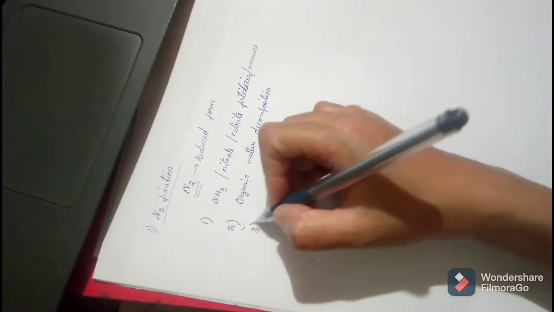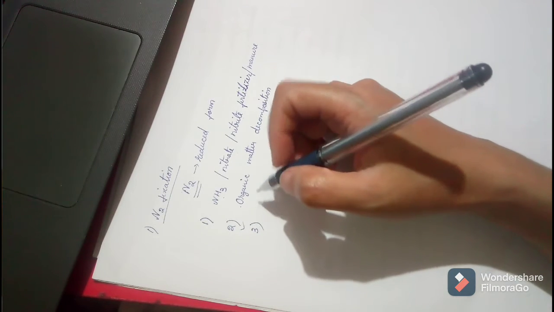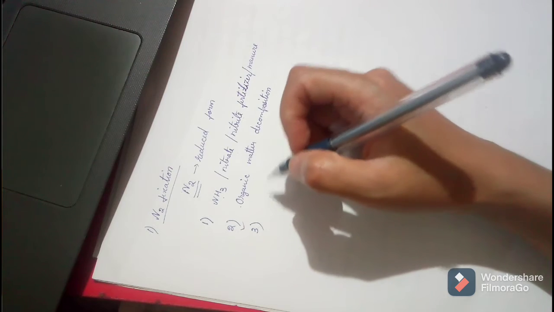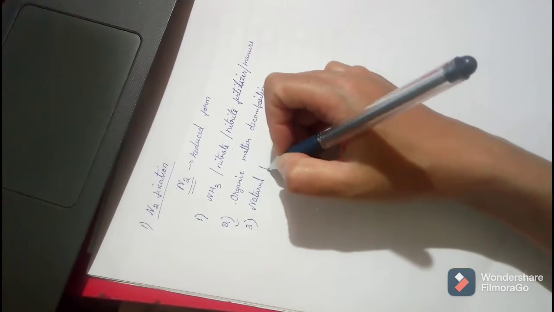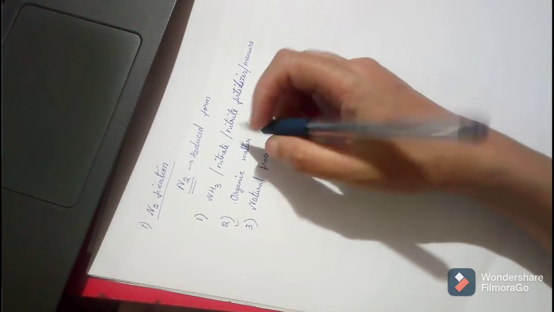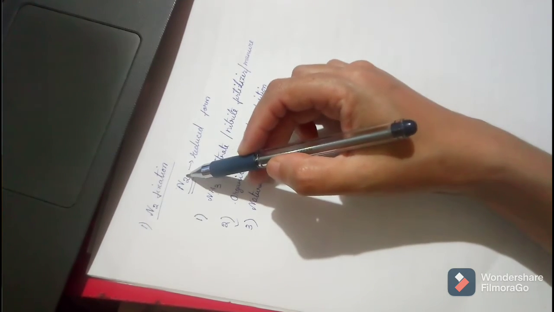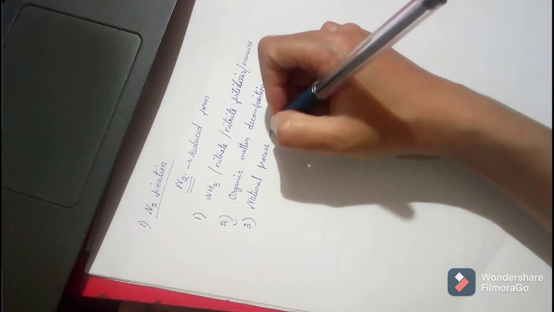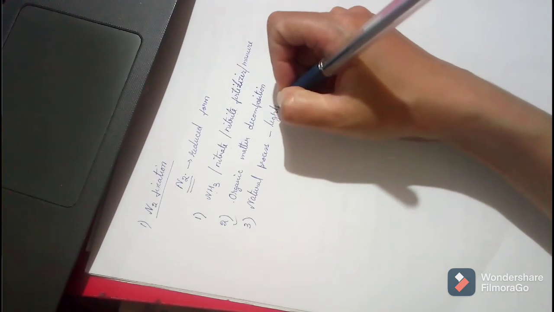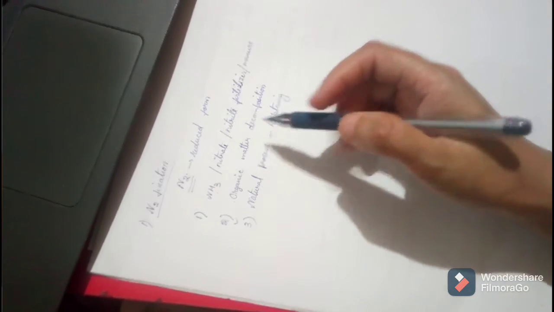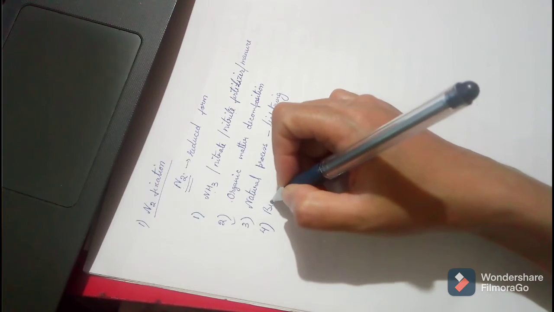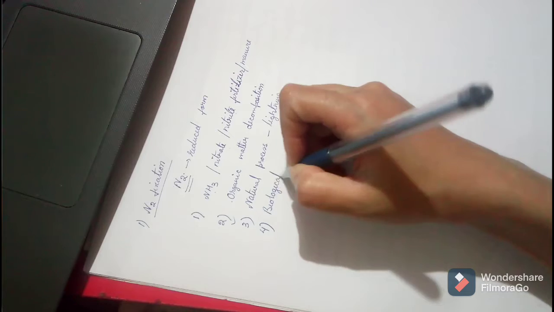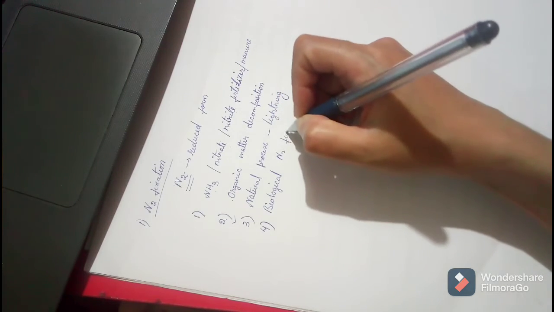So the third one is the conversion of atmospheric nitrogen into compounds by natural processes. There are also natural processes by which this nitrogen can be converted into a simpler form, and these natural processes are through lightning. That means the physical process. And the fourth one is biological nitrogen fixation.